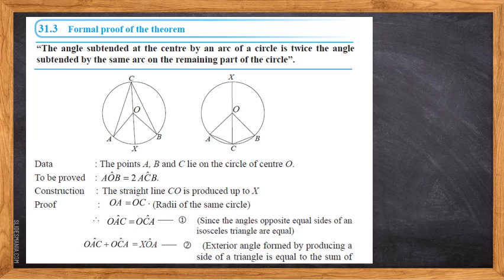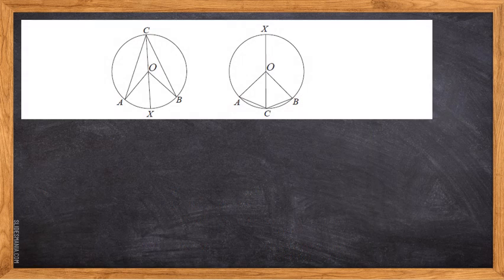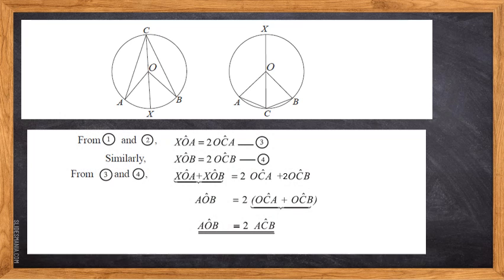Let's write it down. I will use the figure again. Then we can write here XOA is twice OCA. Right? Here XOA is this angle. Then OCA is this angle. But we know that OCA and OAC are equal. Therefore, XOA is twice this angle. Right? Similarly, you can do the same thing with the other side.